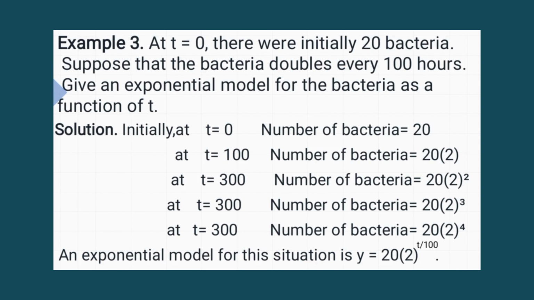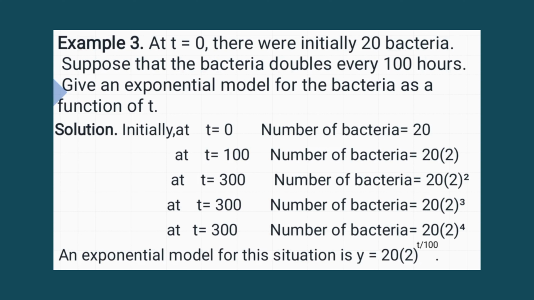After 300 hours, the 80 will be doubled. That will become 160. When we simplify 2 raised to 3, that is 8 times 20, that is 160. And then after 400 hours, this is now 320. 2 raised to 4 is 16 times 20, that is 320.